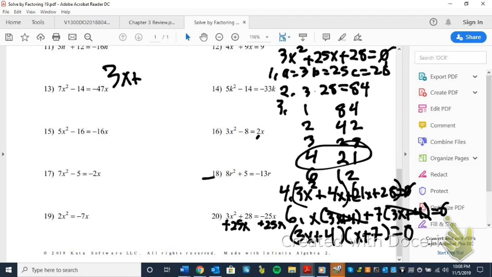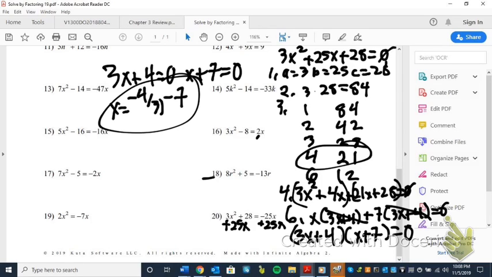So we now have 3x plus 4 equals 0 and x plus 7 equals 0. I'm going to subtract 4 and divide by 3, so I get x equals negative 4/3. And I'm going to subtract 7, so I get x equals negative 7. And those are my answers.